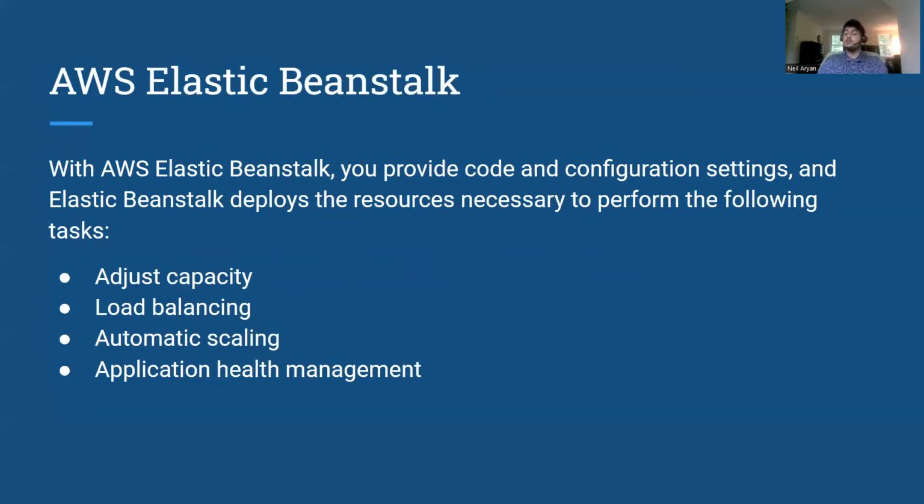We also have Elastic Beanstalk. There's usually always a question on Elastic Beanstalk on the exam, so you want to pay attention a bit. It's used to provide code and configuration settings. And when you give these settings, Elastic Beanstalk deploys the resources necessary to perform the following tasks. It can be used to adjust capacity. It's good for load balancing, automatic scaling, and application health management, which we'll look into a little more in future videos.